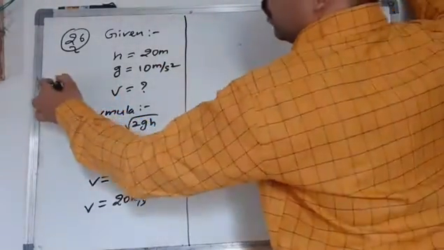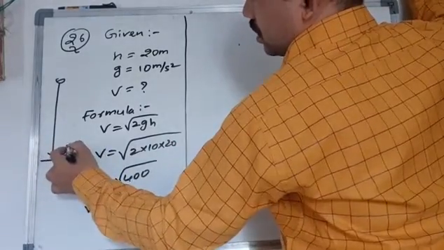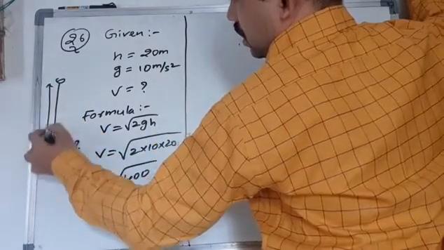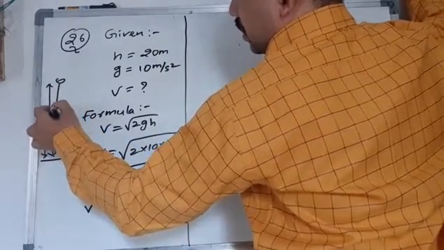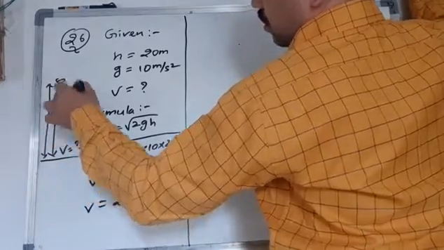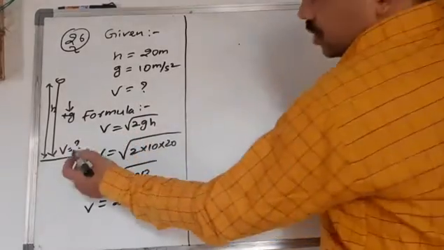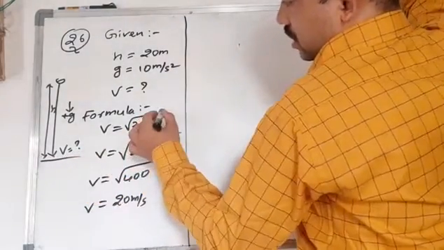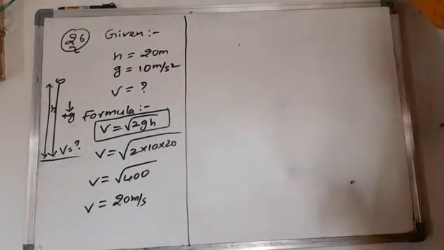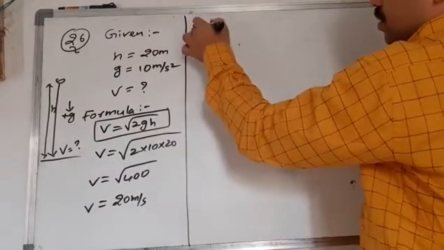For a freely falling body reaching the ground, the final velocity is equal to how much? The height is given, and plus g, as it is falling down. As it is falling down, g is taken as positive. So maximum velocity when it reaches the ground means v is equal to root 2gh. This is our formula.